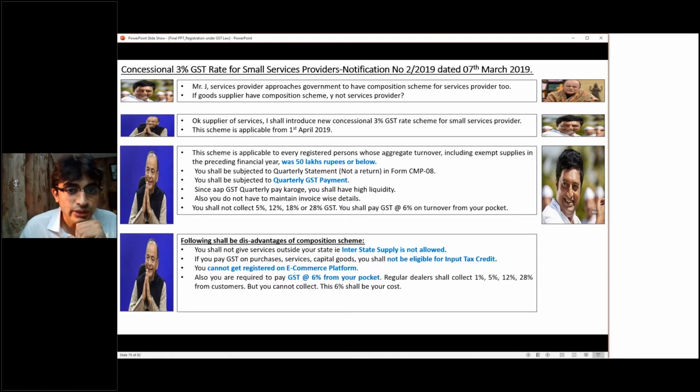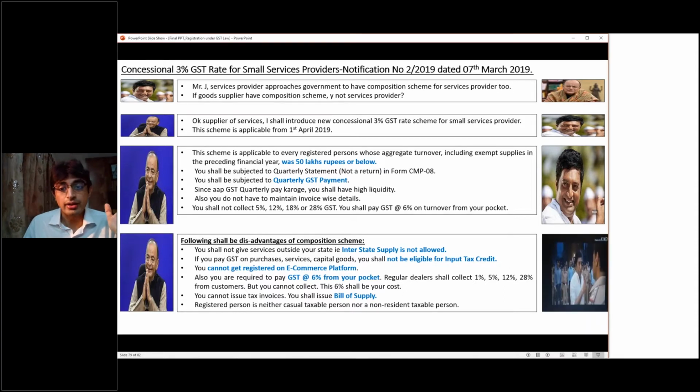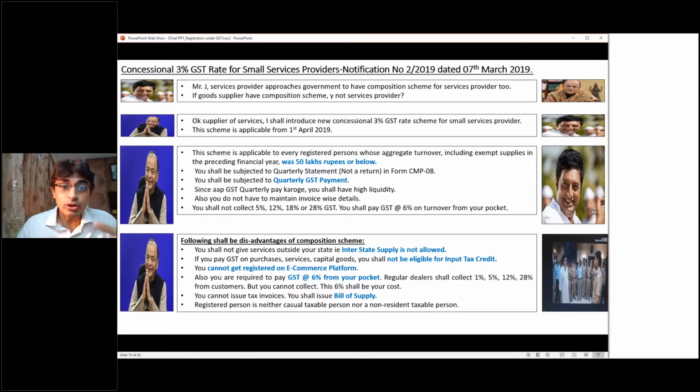Have I gone insane? Whether I will pay 6% from my pocket, I'm giving a service of 10,000. 600 rupees I will have to pay GST. I cannot collect GST. And this scheme is not applicable for casual taxable person. So what is the benefit of this scheme? What is the use of this scheme? Don't you think this is nonsense? Because services I can give on phone, SMS, anything. But I am restricted. I cannot give outside the state.